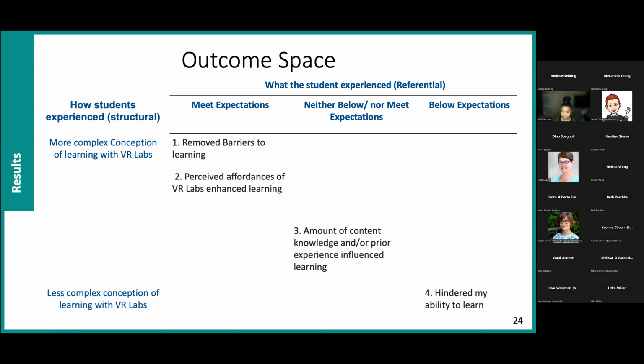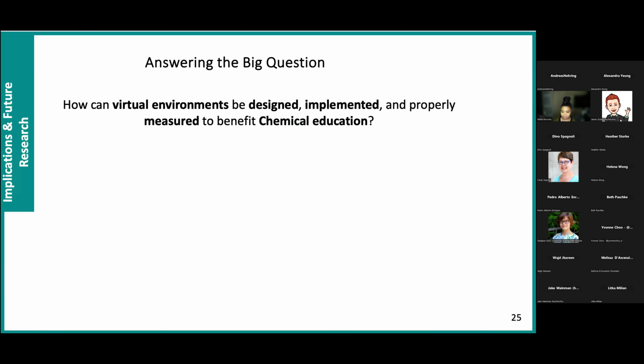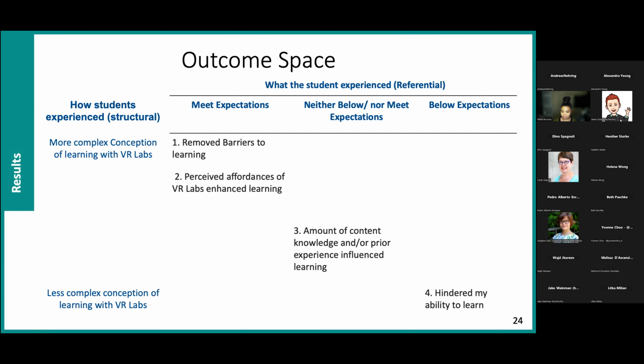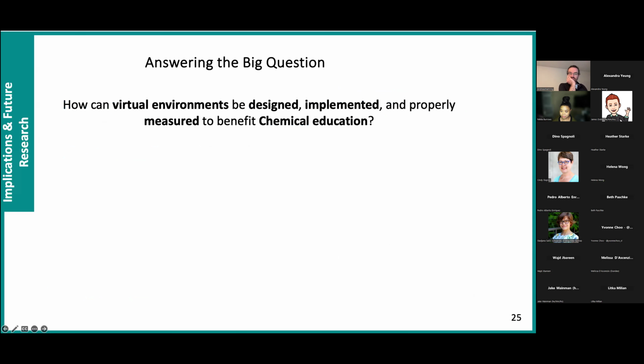So if you look at the categories again, from least complex to more complex, you will see that students' perspectives evolved from recognizing how they played a role to just considering the VR lab as the reason why they couldn't understand. And so how can virtual environments be designed and properly measured to benefit chemical education?